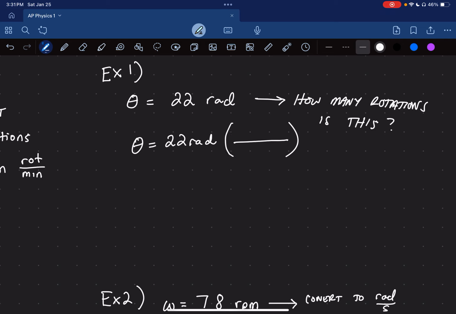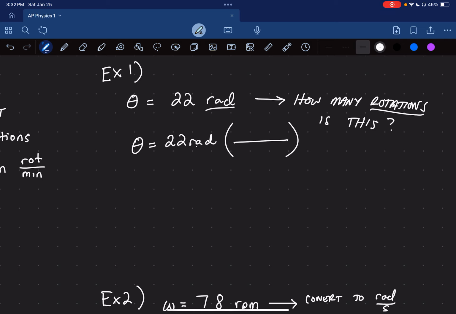And conversion factors have a value of 1, so it's kind of like saying 22 times 1. It's not going to change our answer, in other words. Our answer will still be correct. And so we have to remember the conversion between radians and rotations. And once we do that, here's what we're going to do.